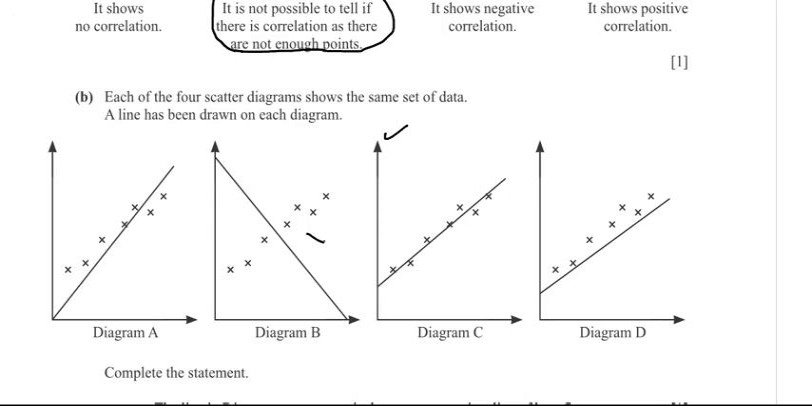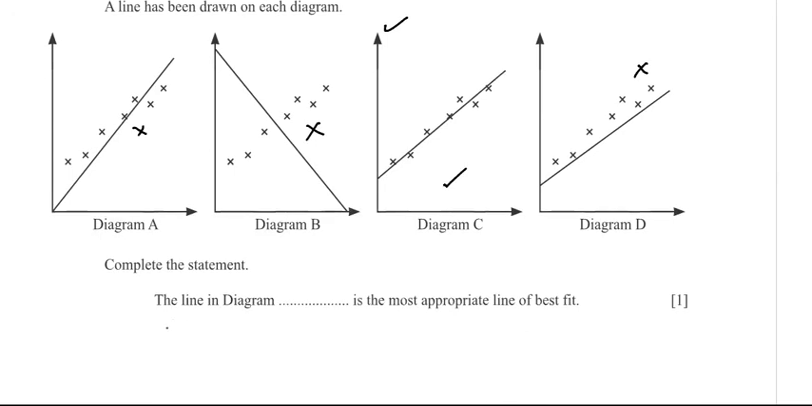This line is wrong altogether. This is also not a correct line of best fit. This is also not a correct line of best fit. So this one shows the correct line of best fit. So we will say the line in diagram C is the most appropriate line of best fit. So we will say diagram C, the most appropriate line of best fit.